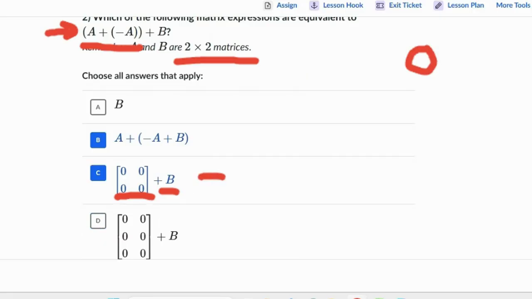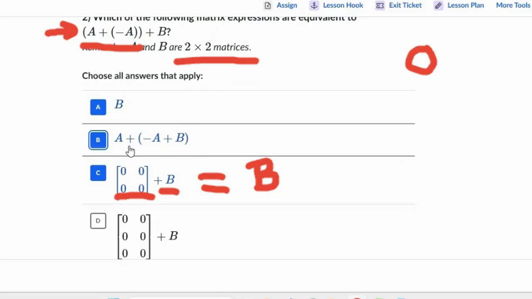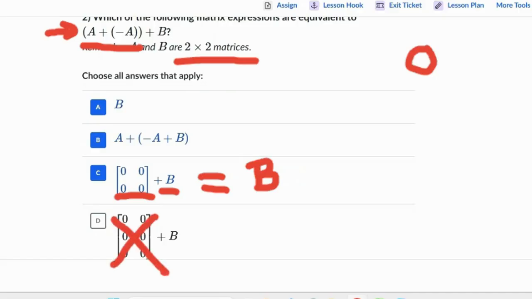What does this equal? If we add a zero matrix to B, doesn't it just equal B? Add a zero matrix to B, it just equals B. So this one up here is definitely the same as C. This is the only one that doesn't work because we cannot add a 3x2 matrix to a 2x2 matrix. It's the wrong size.